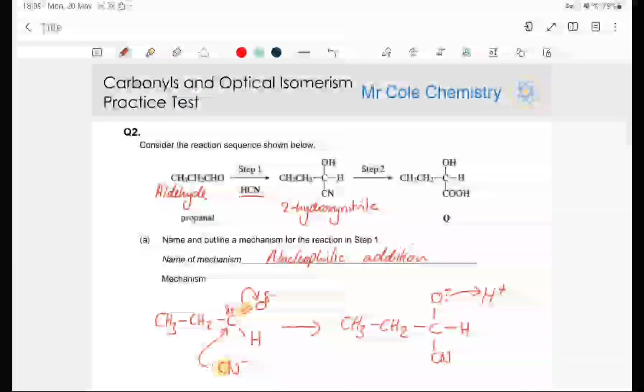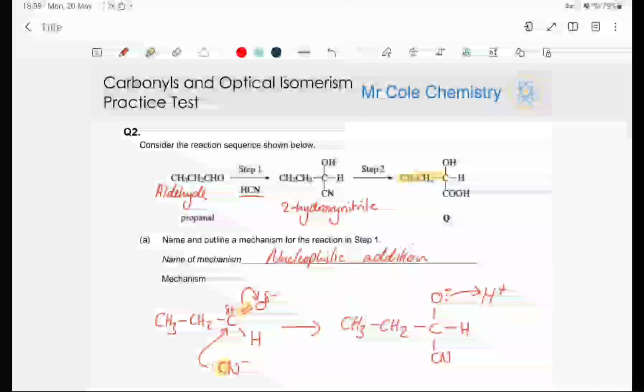Okay, so moving on to question B part 2. B part 2 says to name the compound Q formed in step 2. So, the first thing to note is where the parent chain is, which is that. So that's our parent chain. The second thing, of course, to notice is our main functional group, which is that. And then we have a sort of secondary functional group, which is that.